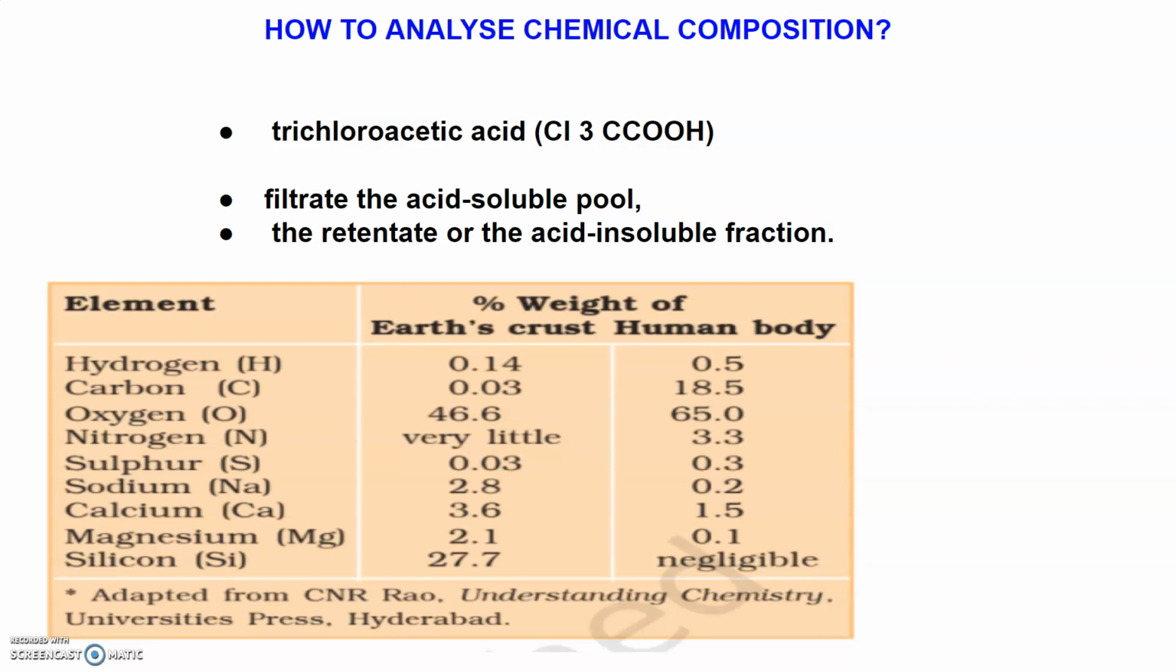After that, we use a cheesecloth or cotton and we obtain two fractions. One is called the filtrate, which is the acid soluble pool. And the second thing we get is the retentate, which is called the acid insoluble fraction.